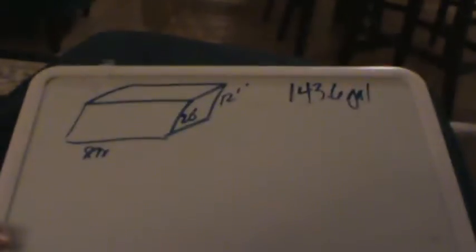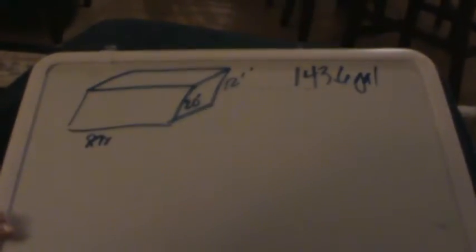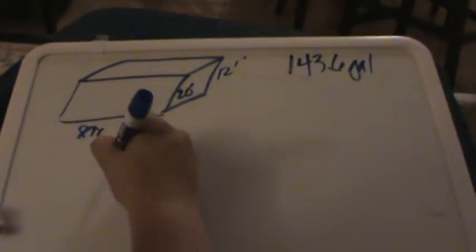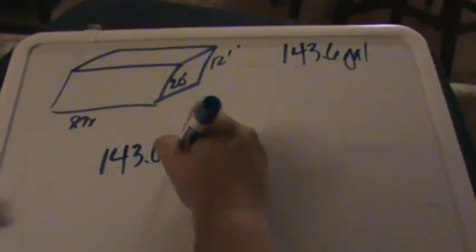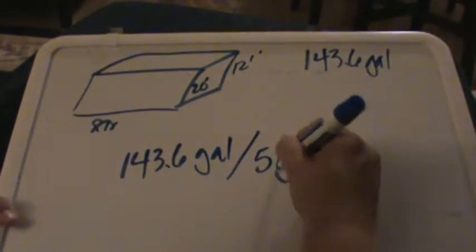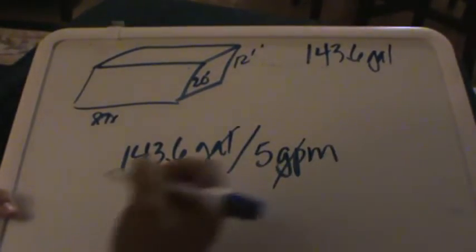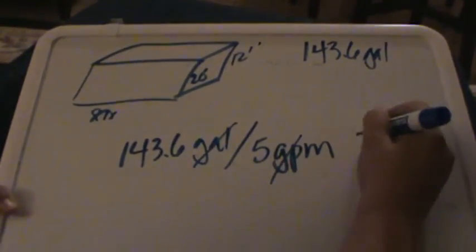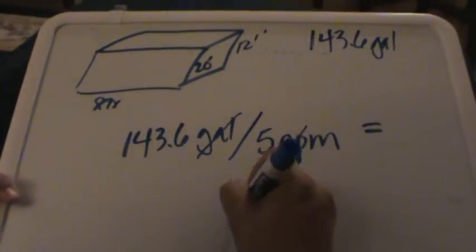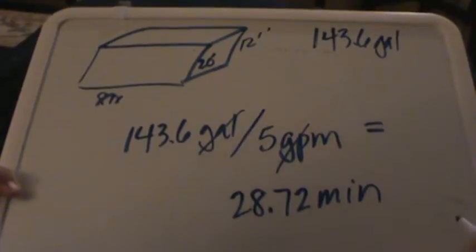So the next question asks, the swimming pool in question number 2 needs to be drained, cleaned, and filled. If the pipe that fills the pool flows at 5 gallons per minute, how long will it take to fill the pool? Well, I take the volume, which happens to be 143.6 gallons, and I divide that by 5 gallons per minute. My gallons will cancel, leave me with minutes. That will tell me how many minutes. So if I do the math on that, I come out to 28.72 minutes.